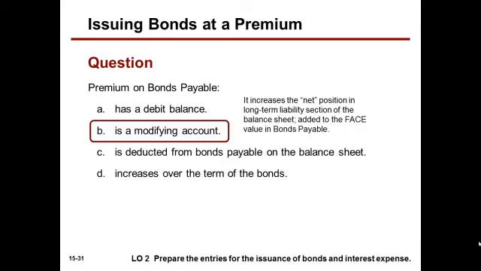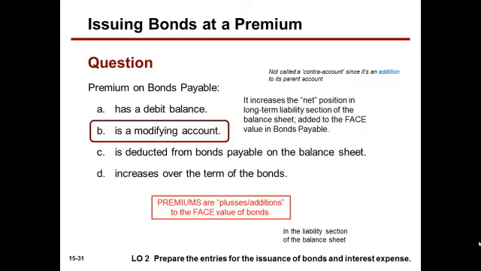It increases the net position in long-term liability on the balance sheet. It is added to the face value of the bonds. It's not called the contra account since it's an addition to the parent account, not a deduction. So premiums are pluses or additions to the face value of bonds, again in the liability section of the balance sheet.